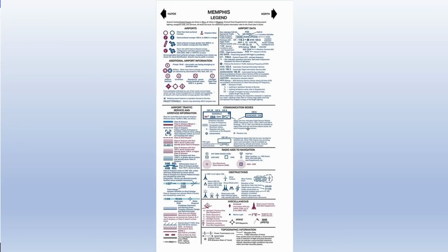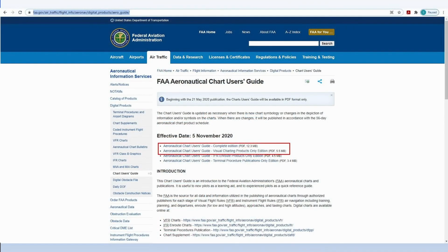With so many symbols, however, not all of them are covered in the legend. We'll cover the most commonly found symbols in this video, but if you want to do a deep dive into chart symbology, you should pick up the FAA's Aeronautical Chart User's Guide, available at the FAA's website. For VFR charts, you either want the complete edition or the Visual Charting Products Only edition.